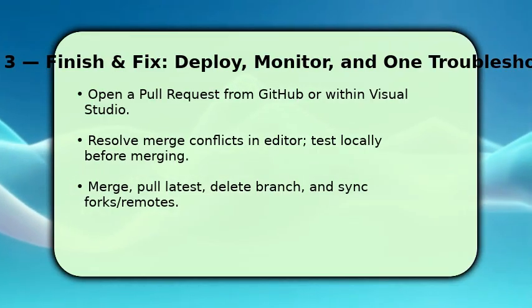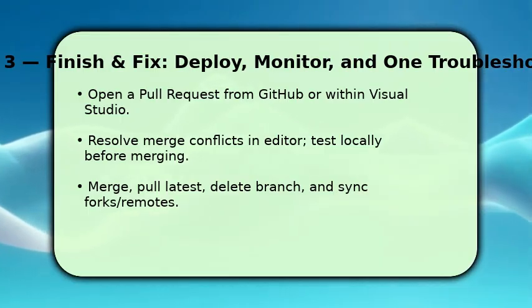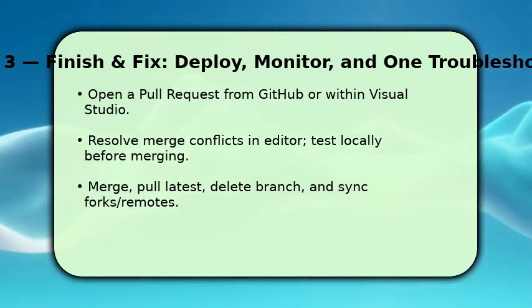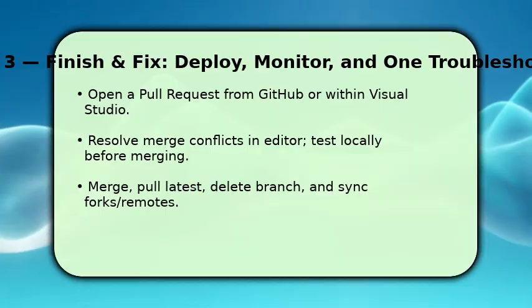After a successful review and green checks, merge the PR, then pull the merged changes into your local main branch, delete the stale feature branch, and push up.